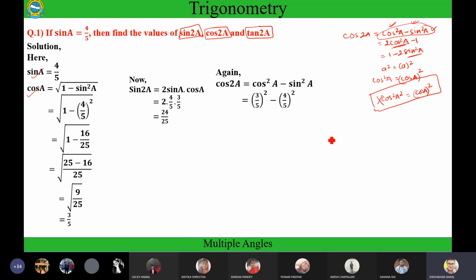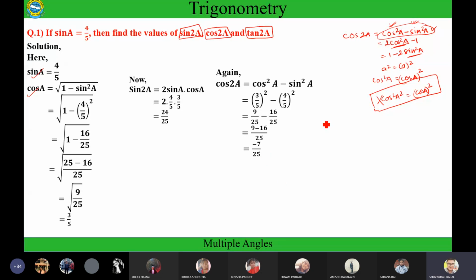Okay, so the further one, 3 by 5 whole square is 9 by 25 minus 16 upon 25, and it will be further equals to 9 minus 16 by 25. 9 minus 16 is minus 7 upon 25. So this is the value of cos 2a.